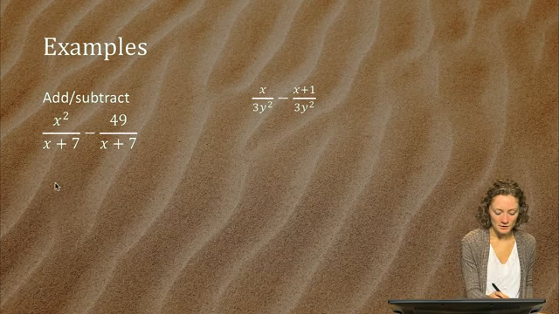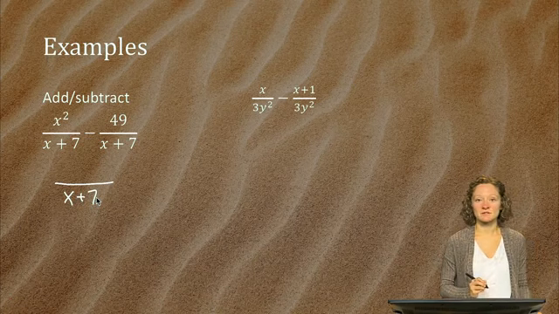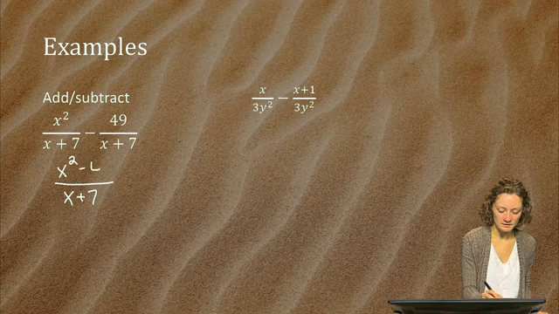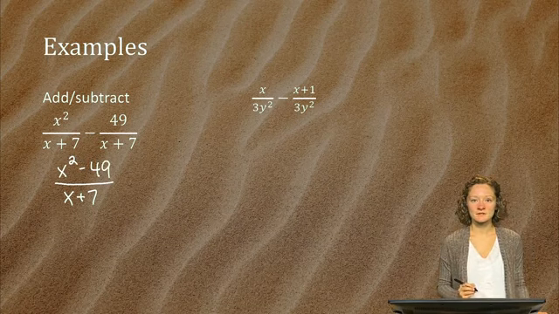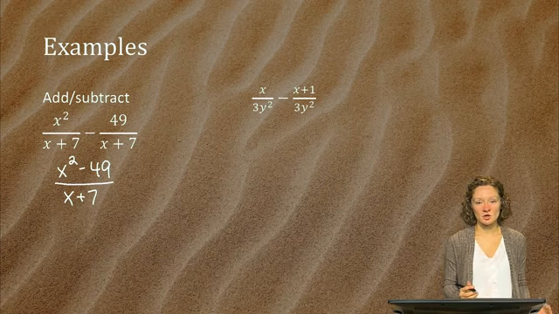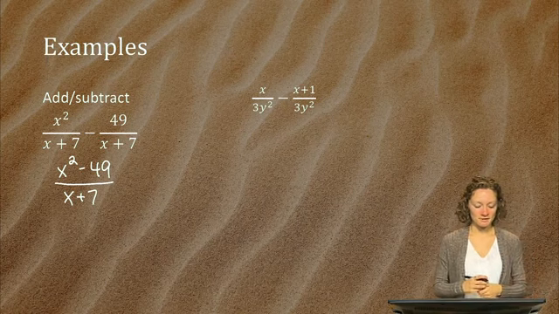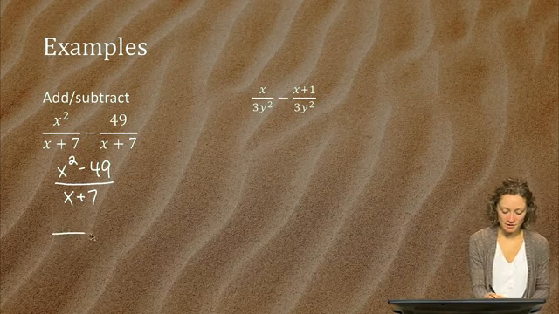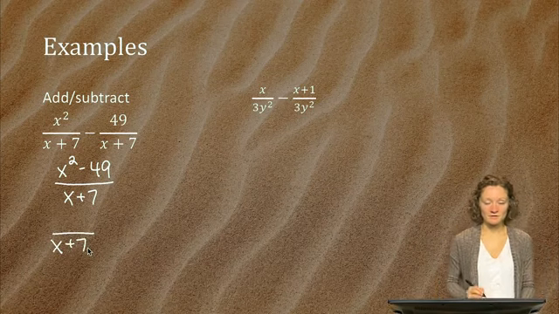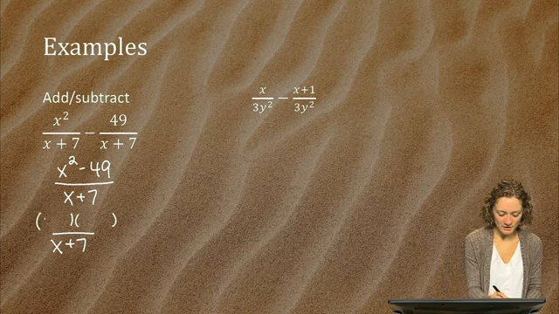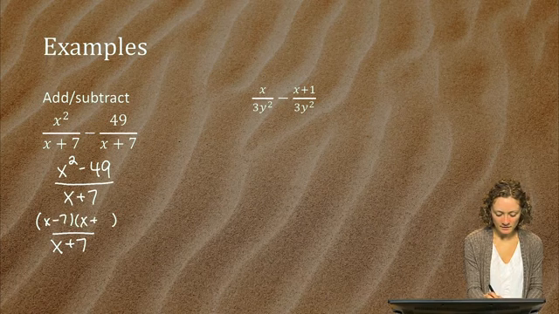The next step, the third step, would be to actually add or subtract. So the denominator we have is x plus 7. The numerators, x squared minus 49. And the last step is to simplify. Remember, this means factor top and bottom. Look for the same factors and cancel them out. Our denominator we can't factor in any way, but our numerator can factor. It's difference of squares. This factors to x minus 7, x plus 7.